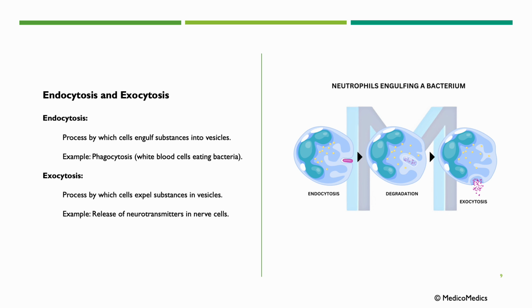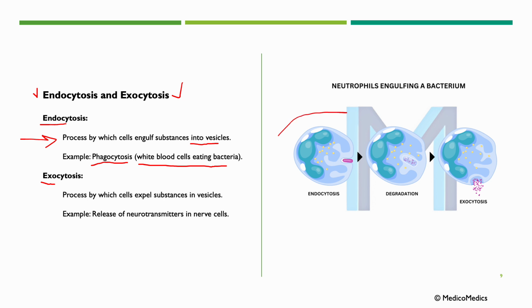Two other important concepts are endocytosis and exocytosis. So endo means essentially in, while exo means out or exit. So endocytosis is the process by which cells engulf substances into vesicles. An example of this is phagocytosis, when white blood cells are eating bacteria.